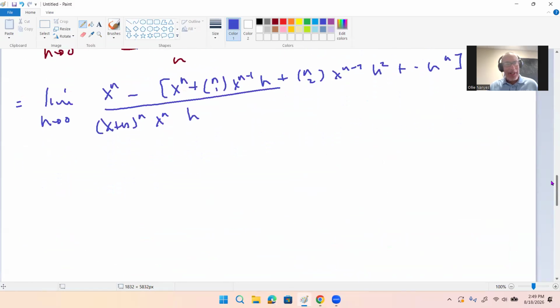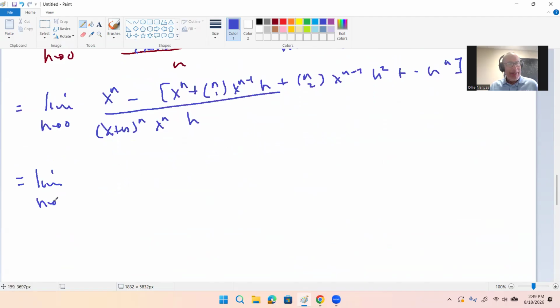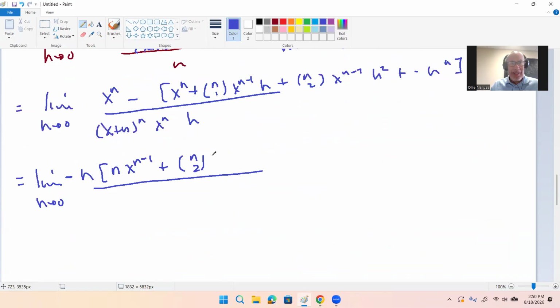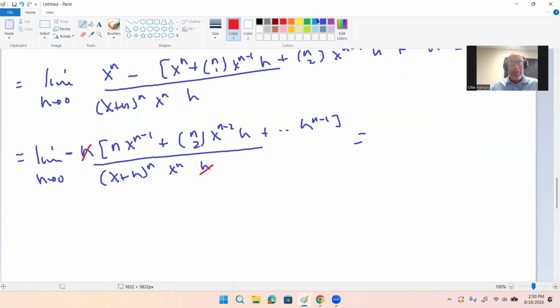So by doing the same trick, and we don't need to belabor this, the x to the n's cancel, and we can divide out by an h. And this now gets a negative, because this is negative. So we now have n x to the n minus 1, plus n choose 2, x to the n minus 2, h to the first power, and this goes up to h to the n minus 1. And once again, the h's can multiplicatively cancel, like we have here and here. Now we can let h equal 0 safely, because there's no h in the denominator.